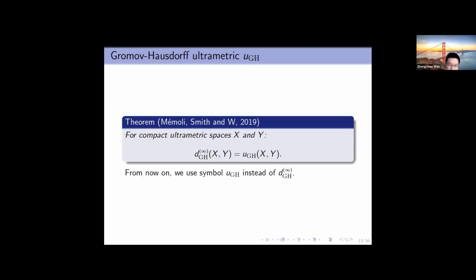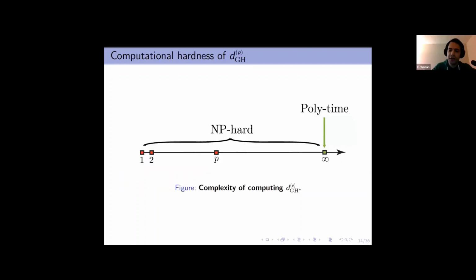And later we found out that actually our d_GH^infinity coincides with the u_GH distance. And from now on, we will use the symbol u_GH instead of d_GH^infinity, since u_GH better indicates that the distance is an ultrametric.